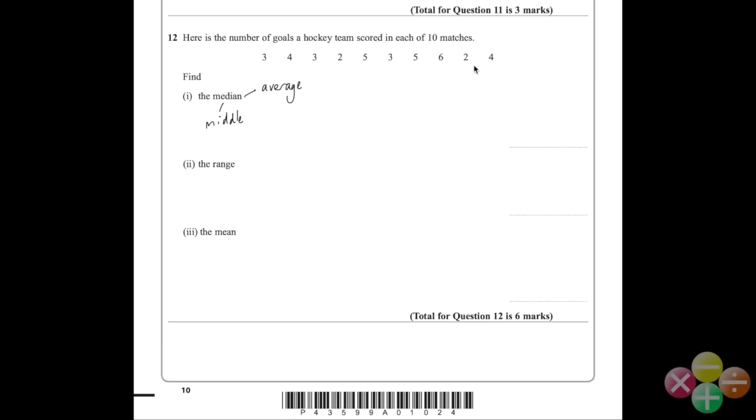Now if I look along the line, I can see that the smallest values are 2. There's 2 of those. Then we've got 1, 2, 3 3s. Then we've got 1, 2 4s. And we've also got 1, 2 5s. And finally we've got a 6. Now just to double check, I know that there are 10 matches, so I should have 10 numbers in my row. 1, 2, 3, 4, 5, 6, 7, 8, 9, 10.